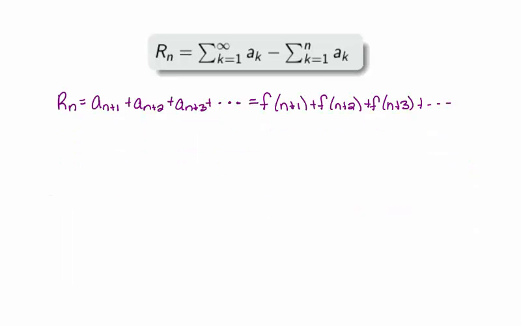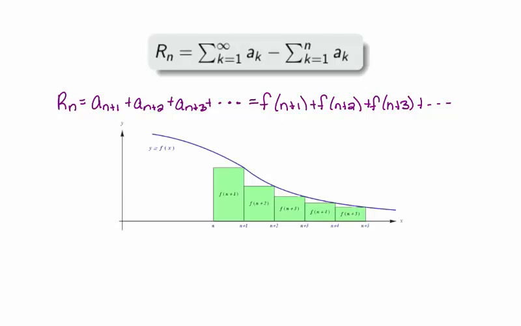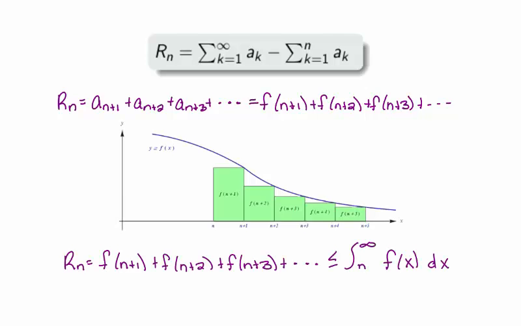Notice that Rn equals an plus 1 plus an plus 2 plus an plus 3, etc., which equals f of n plus 1 plus f of n plus 2 plus f of n plus 3, etc. And thus, via a right endpoint approximation, we obtain that Rn equals f of n plus 1 plus f of n plus 2 plus f of n plus 3, etc. is less than or equal to the integral from n to infinity of f of x dx.